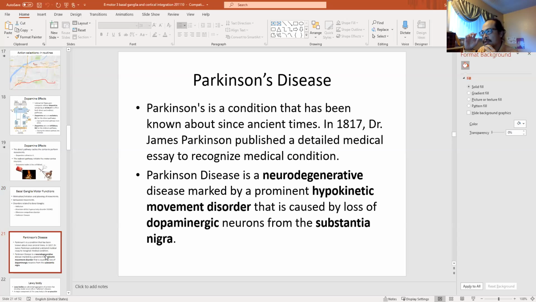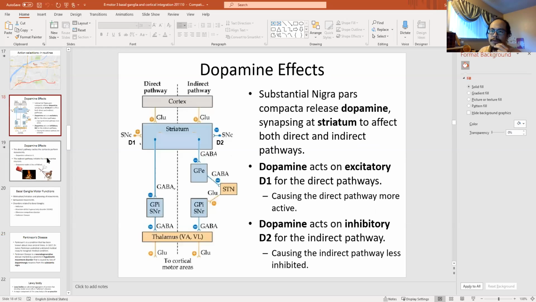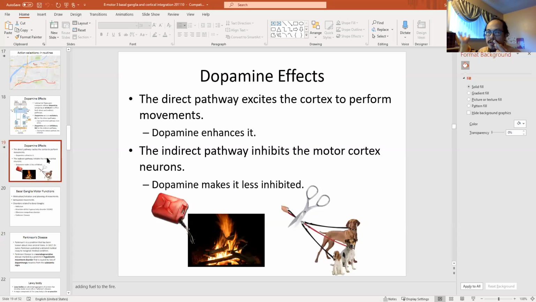This was originally categorized by Dr. Parkinson in 1817, and the patient has a movement disorder. The cause of this disease is the neurodegeneration of the dopaminergic neurons in the substantia nigra. And because of that, we already know the effect of dopamine is to free up your thoughts. Now, without dopamine, it will be the opposite. Your thoughts will be constrained very badly.